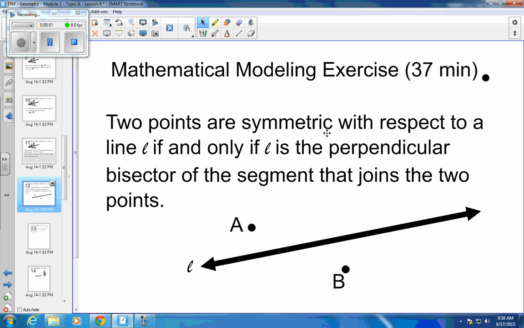So 2 points are symmetrical with respect to a line if and only if line L is the perpendicular bisector of the segment that joins the 2 points. So if I join these 2 points, we know the 2 points are not symmetrical because AB is not perpendicular to this line L. Now if I move point A over and adjust my segment here, they're still not symmetrical because this is still not 90 degrees.